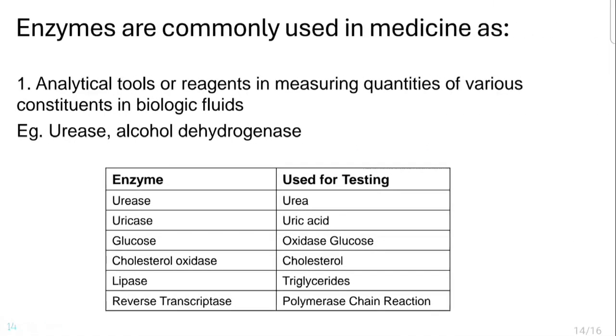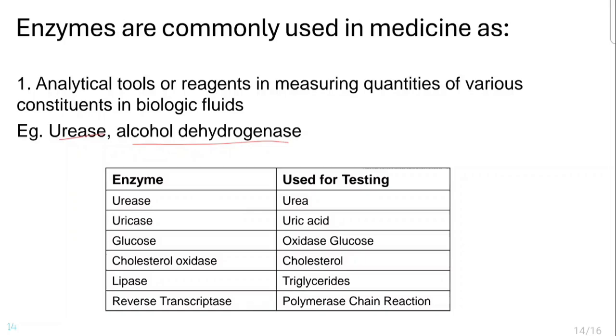We go now to clinical enzymology. Enzymes are commonly used in medicine as an analytical tool or reagent in measuring quantities of various constituents in biological fluids, such as urease and alcohol dehydrogenase. So what are these used for? These are examples of enzymes such as urease, uricase, glucose oxidase, cholesterol oxidase, lipase, and reverse transcriptase.